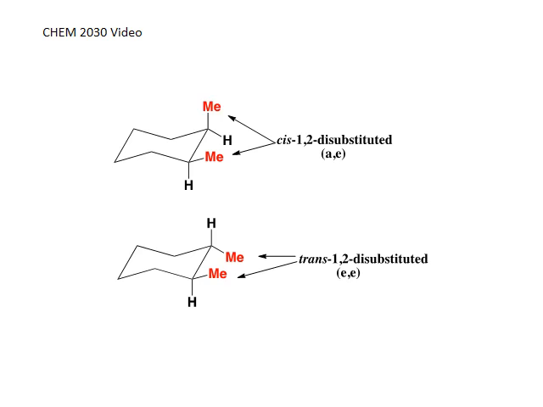Now the trans is the reverse thinking of that. In this case, we can put the groups pointing in opposite directions, the two methyl groups. One can point down and one can point up, and neither one is in an axial position. So the trans 1,2 disubstituted cyclohexanes will be EE.